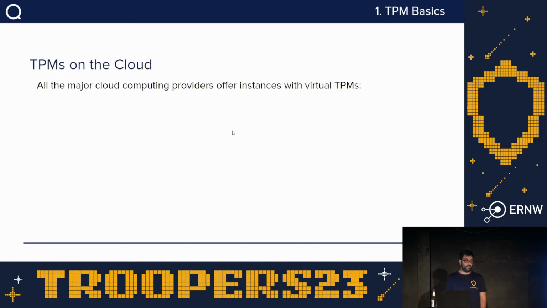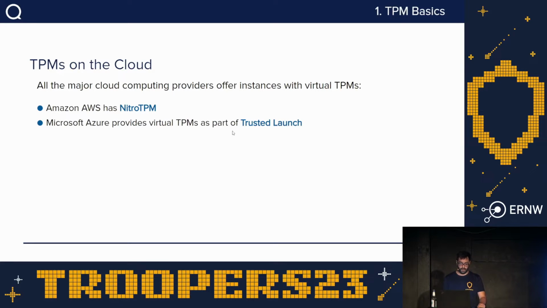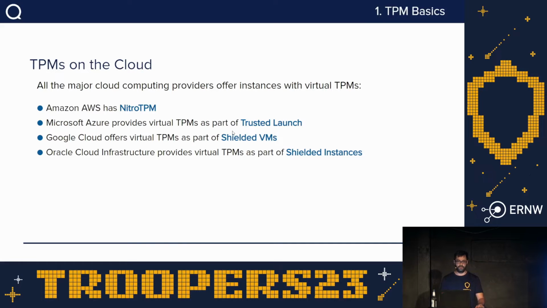And as I said, you can find virtual TPMs on all the major cloud computing providers. For example, nowadays, Amazon provides Nitro TPM. Microsoft Azure provides virtual TPMs as part of what they call the Trusted Launch. Google Cloud provides virtual TPMs as part of the shielded VMs. And in the case of Oracle Cloud Infrastructure, you can find virtual TPMs as part of the so-called shielded instances.